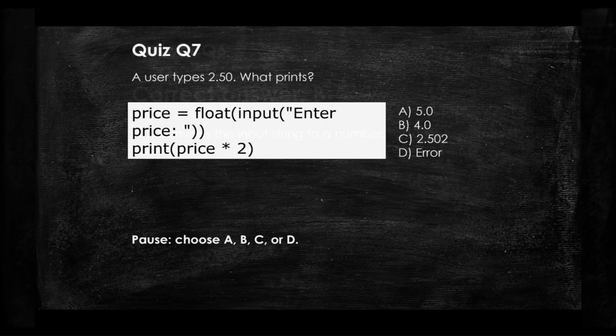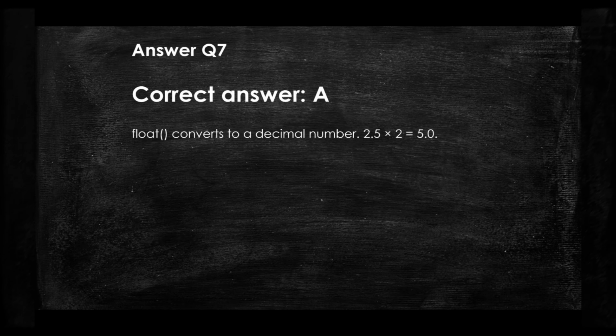Question number 7. A user types £2.50 or 2.50. What prints? Question 7 answer. The correct answer is A. Float converts a decimal number. 2.5 times 2 equals 5.0.